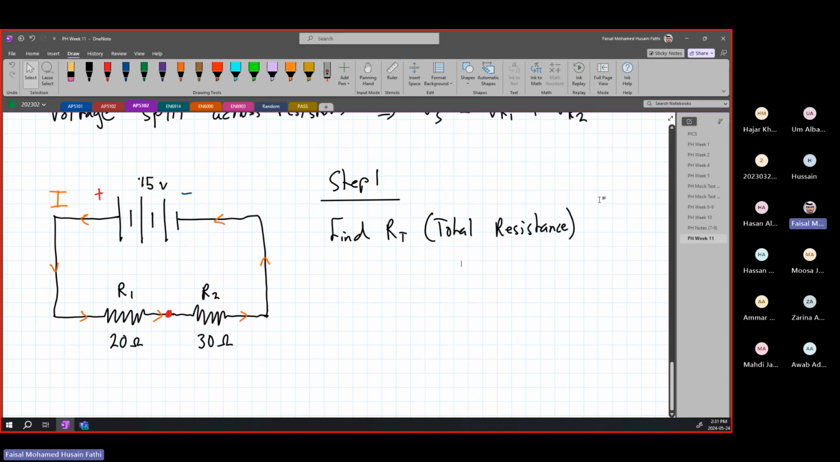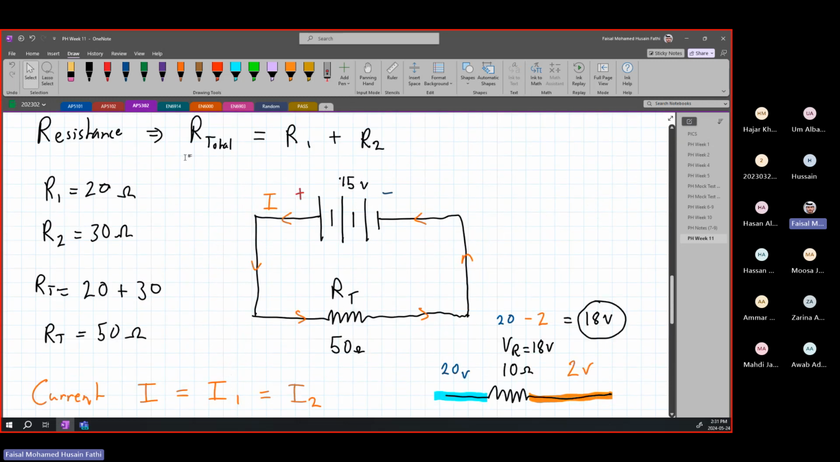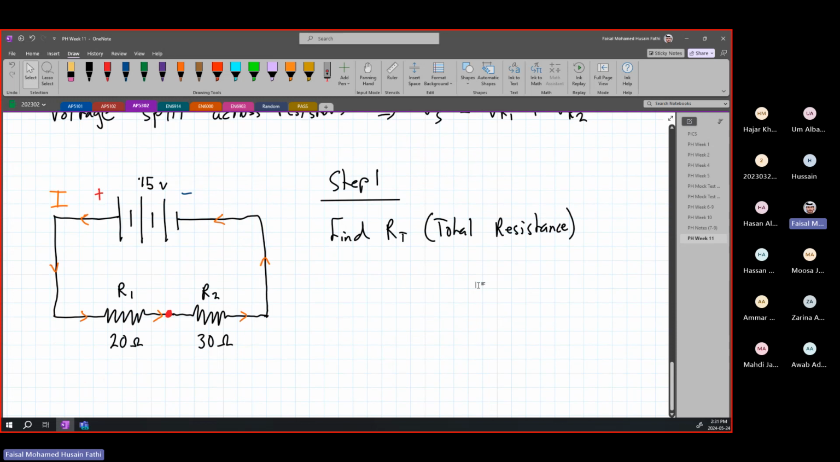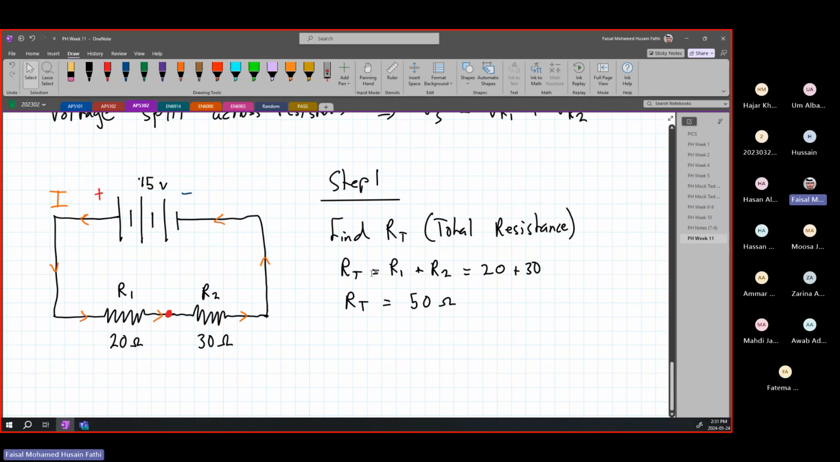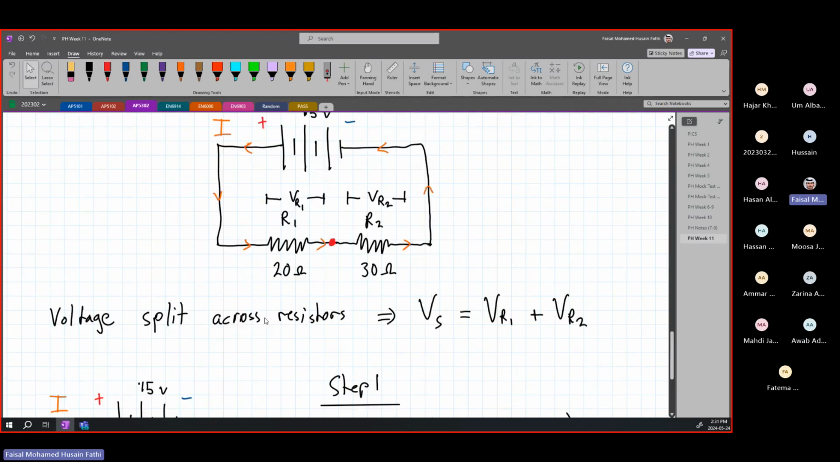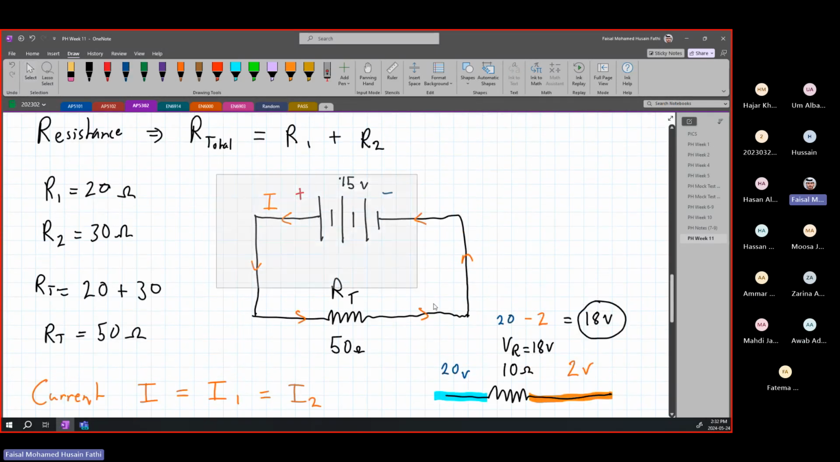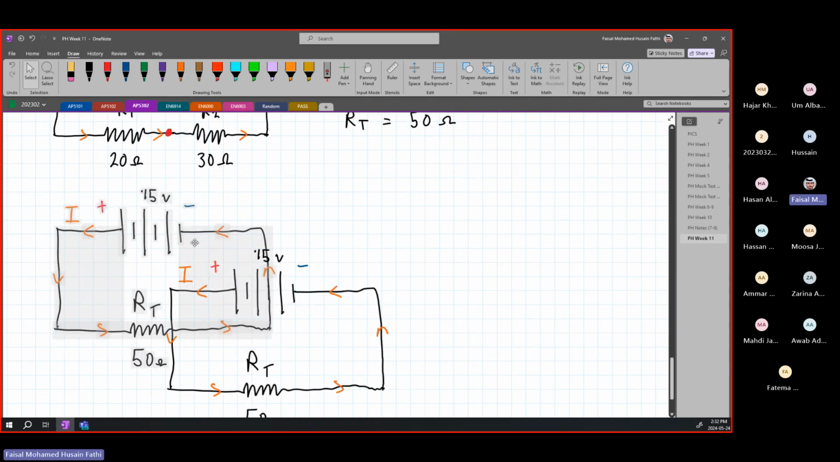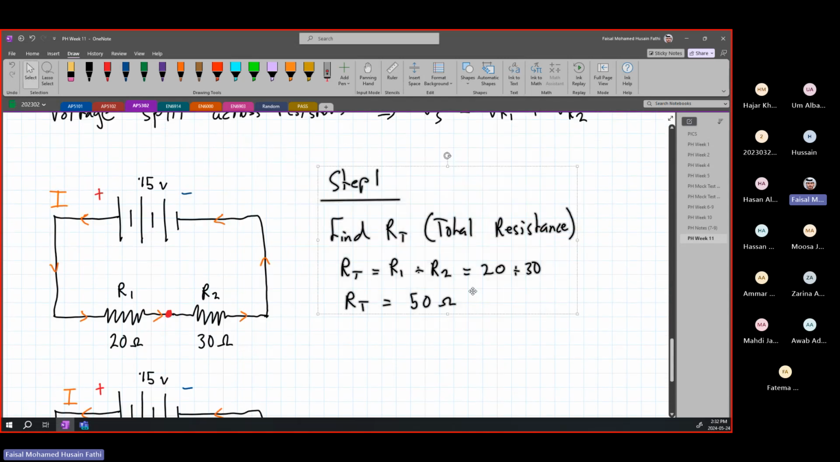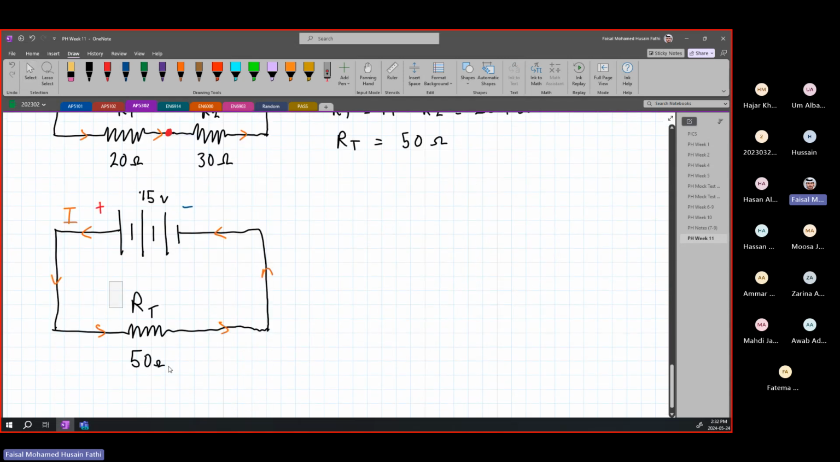So our first step is to find our total resistance. How do we do that? I already showed you. R total in a series circuit is R1 plus R2. So R total is equal to R1 plus R2, which is 20 plus 30. So R total is equal to 50 ohms. This is our very first step, finding R total. When we find R total, we get this equivalent circuit. Applying step 1, we find a circuit with R total of 50 ohms.